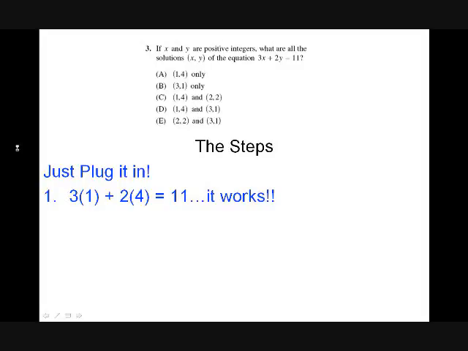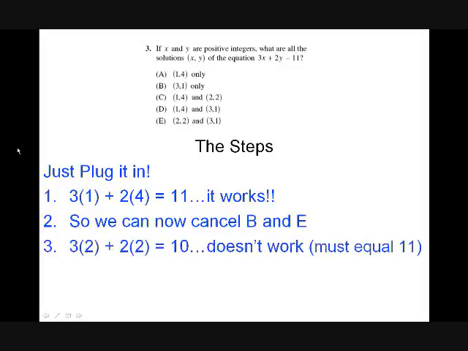When we plug in those coordinates, we get 3 times 1 is 3, plus 4 times 2 is 8. 8 plus 3 equals 11. So that works. So we know that we can now cancel out choices B and E because we know 1, 4 is the solution. So any solution to this question must have 1, 4 as an answer. So we're going to try out coordinates 2, 2 and 3, 1 to see if they work.